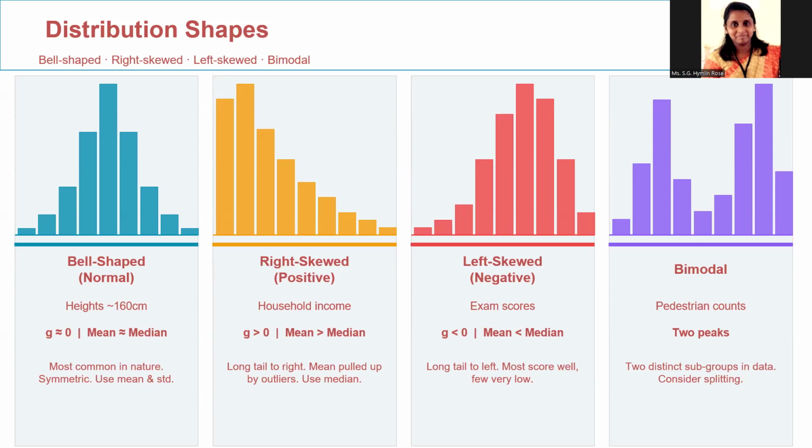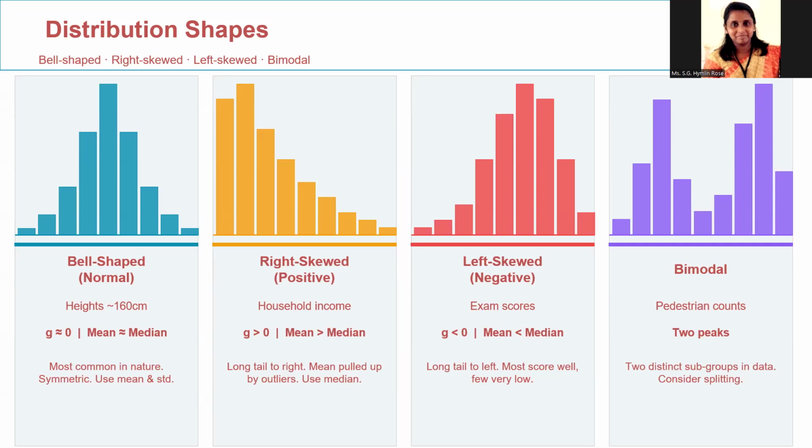So skewness is less than 0. That means the distribution leans right with a leftward tail. Mean is less than median. In exam score data, most students score high, but a few students score very low. That is a typical example of left skewed, or negative skewed, data. The best measure here is also the median.